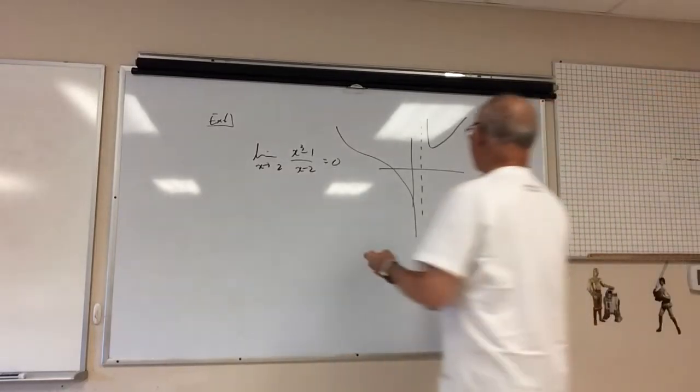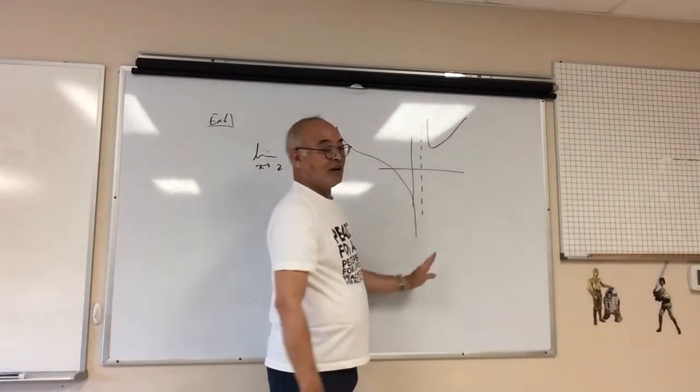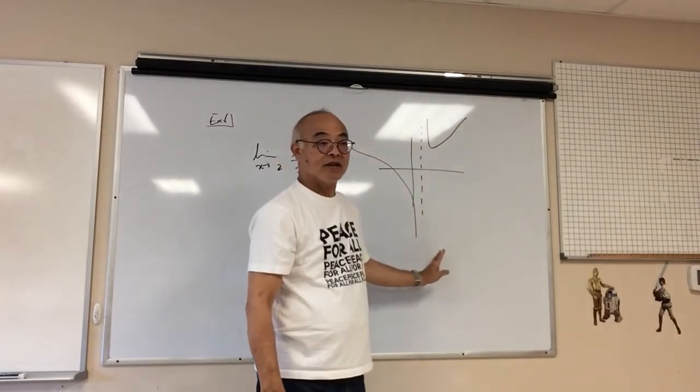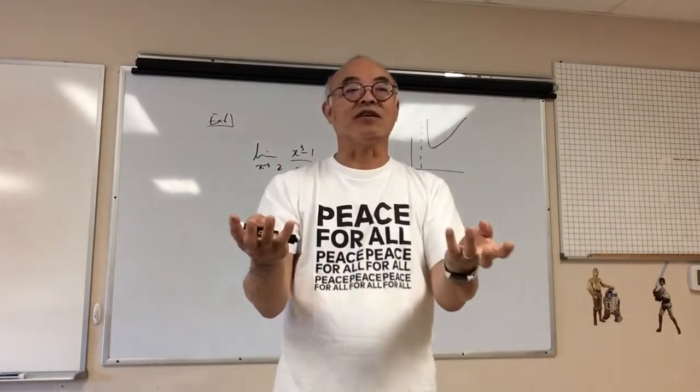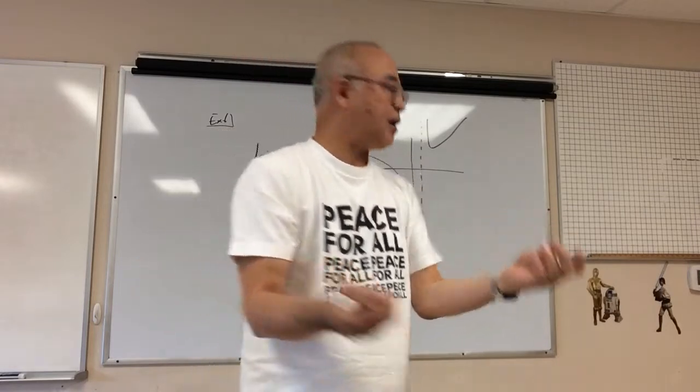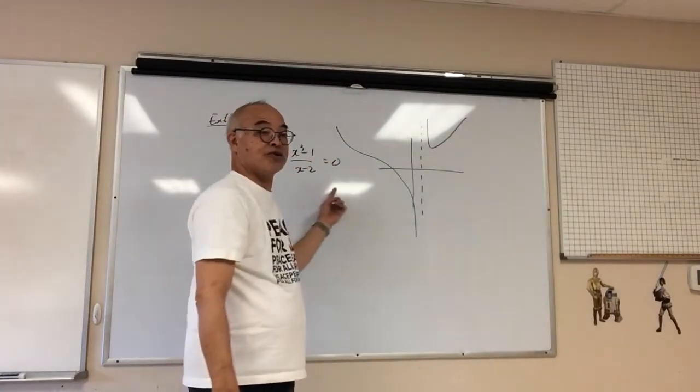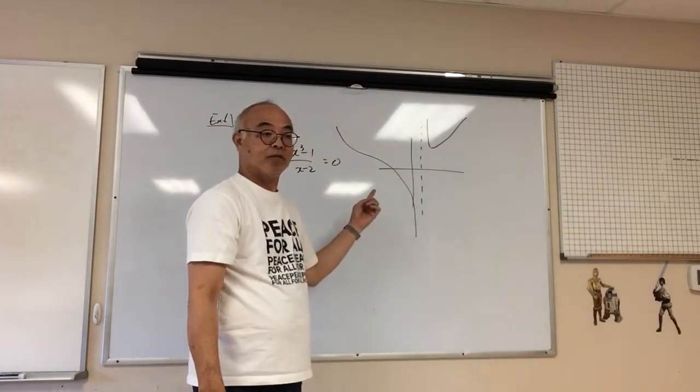Okay, so what do we have here? We actually have an asymptote, which makes sense, right? Because we learned last year that asymptotes happen when the denominator goes to 0, correct?